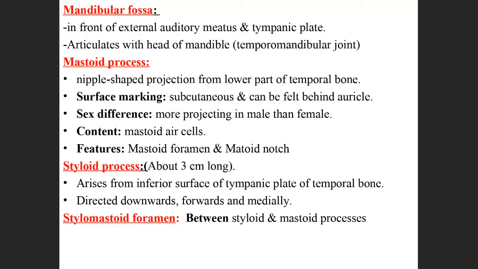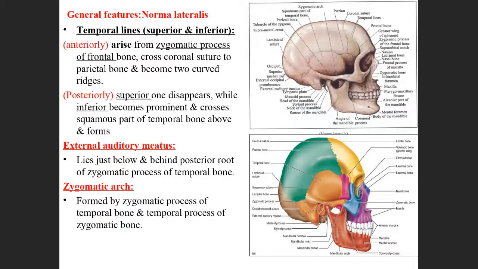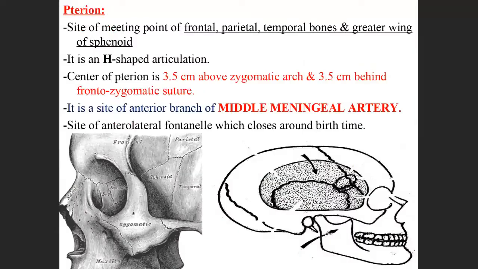Here also you can see. This is the styloid process here. This one, the spine-like structure, this orange colored one, that is the styloid process. Here also you see, this is the styloid process. Okay. And this is the auditory meatus, and then this is the mandibular fossa, where you find the temporomandibular joint.